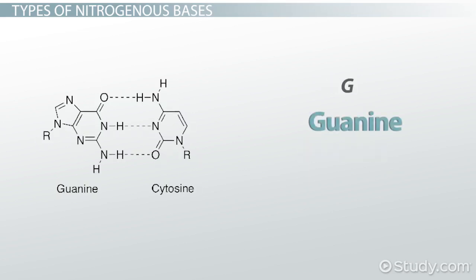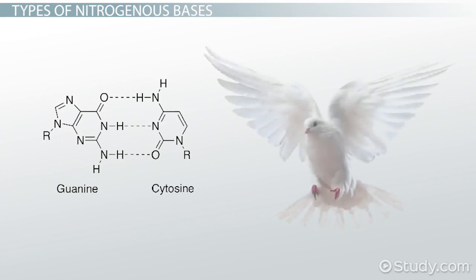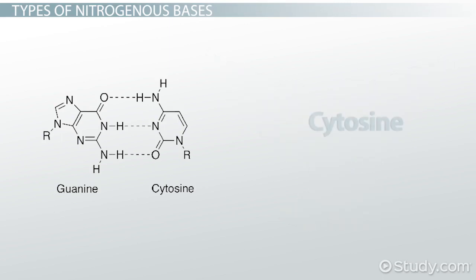Guanine, abbreviated G, is part of both DNA and RNA, where it bonds with cytosine. Guanine is a purine. Fun fact, it was first discovered in bird feces known as guano, hence the name. Cytosine, abbreviated C, is part of DNA and RNA and bonds with guanine. It has 1 ring, so it's a pyrimidine.